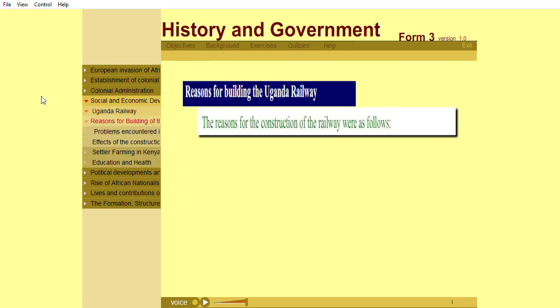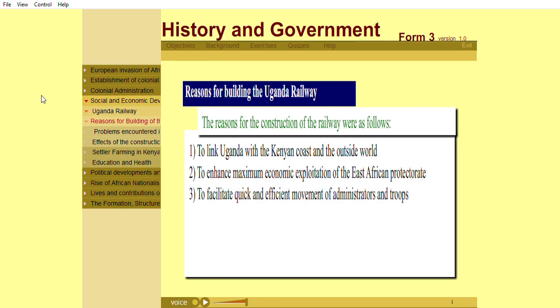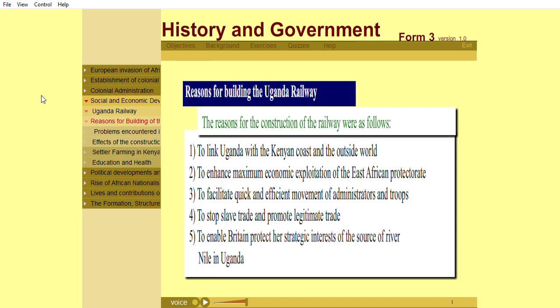The reasons for the construction of the railway were as follows: to link Uganda with the Kenyan coast and the outside world, to enhance maximum economic exploitation of the East African Protectorate, to facilitate quick and efficient movement of administrators and troops, to stop slave trade and promote legitimate trade, to enable Britain protect her strategic interest of the source of River Nile in Uganda.